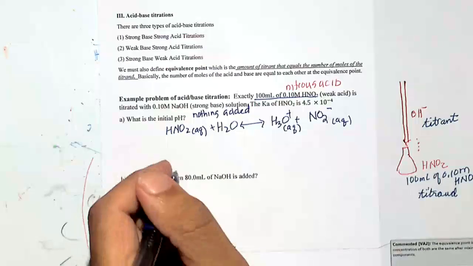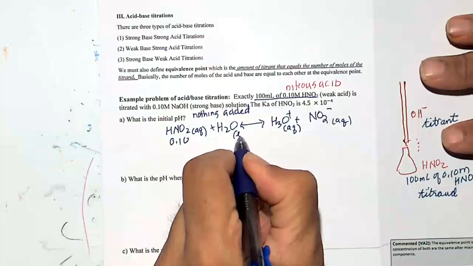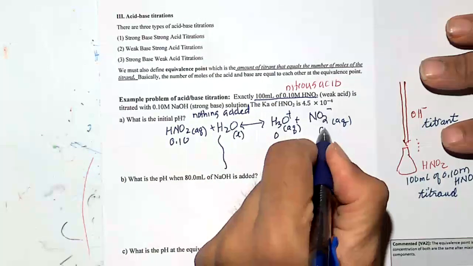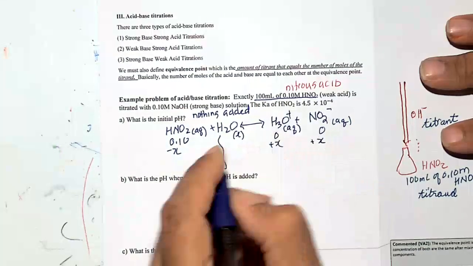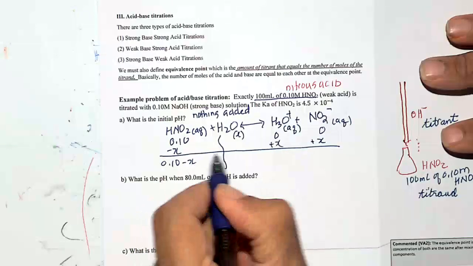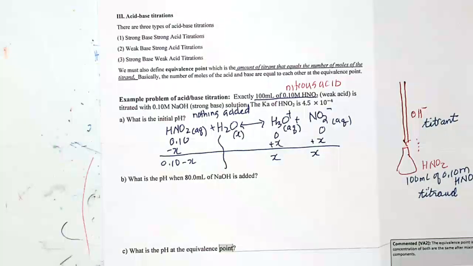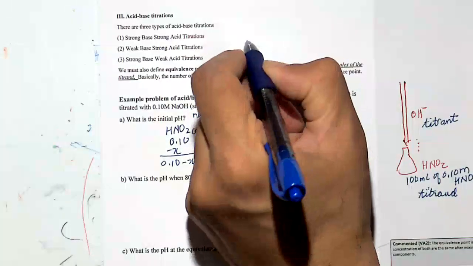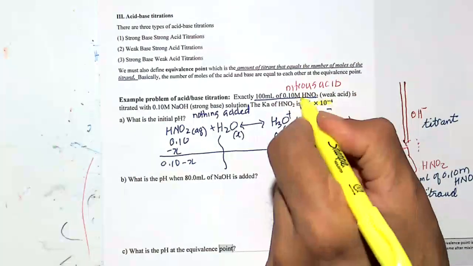So no OH is added, nothing is added. We'll do our ice table: 0.10, 0, 0, minus x, plus x, plus x, 0.10 minus x, x, and x. Alright, so the Ka is 4.5 times 10 to the minus 4.